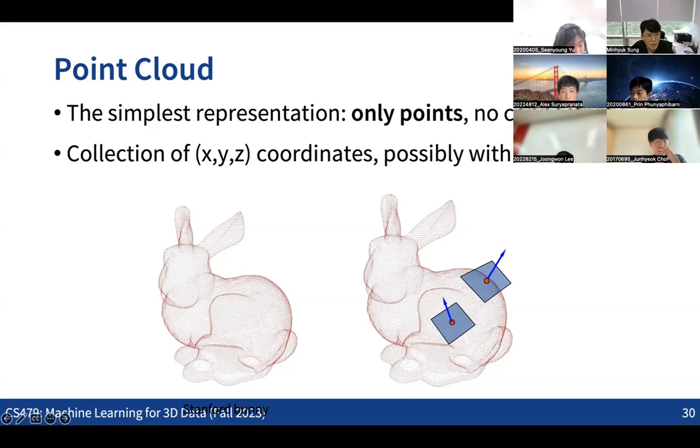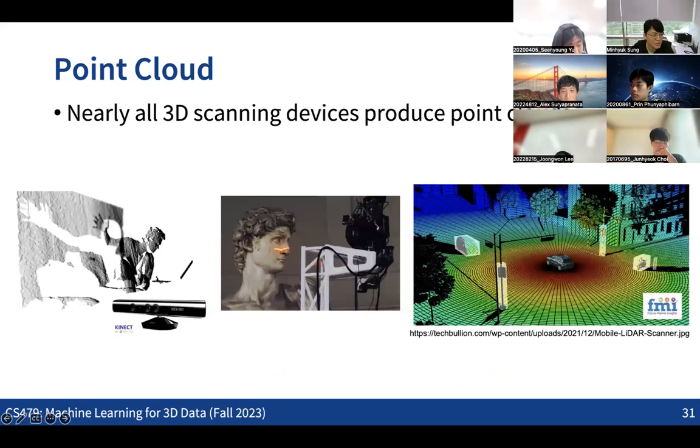Then the question might be, why do we need this point cloud representation? Actually, this is a really common representation, especially when we are dealing with scan data. If you think about how 3D scanners work, as I mentioned in the previous slide, we are shooting rays into the 3D space and checking the intersection points between the ray and the 3D surface, basically the objects. So typically the output of 3D scanning is a point cloud.